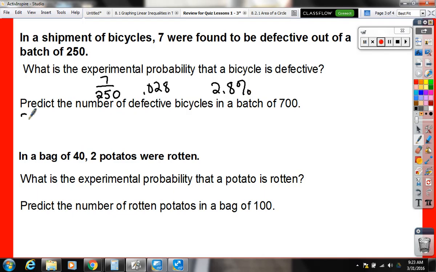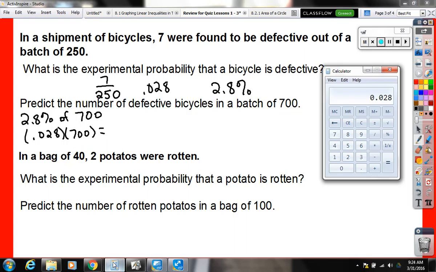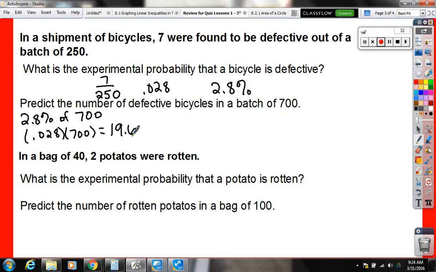If 2.8% are defective, we can say, well, 2.8% of 700 are gonna be defective. So we can say 2.8% of 700, which means that we need to multiply. So 0.028 times 700. Let's see what we get. Times 700. We get 19.6. Now we can't have 19.6 bicycles. So how many bicycles would I predict? 20. 20 bicycles. So we'll say about 20 bicycles.